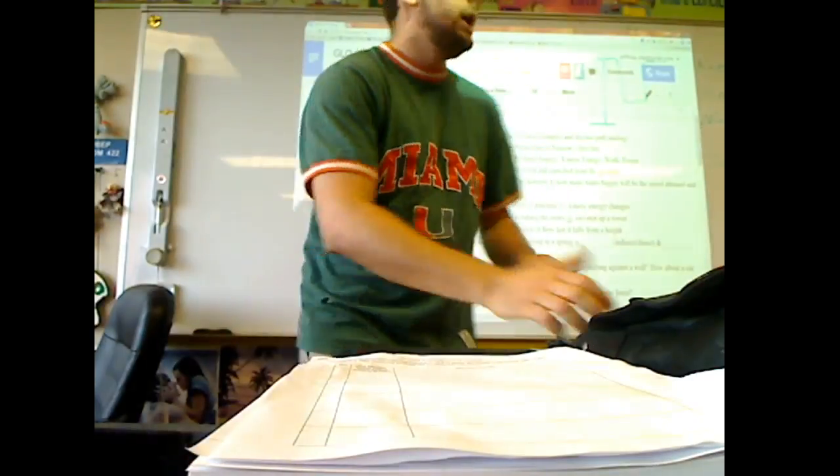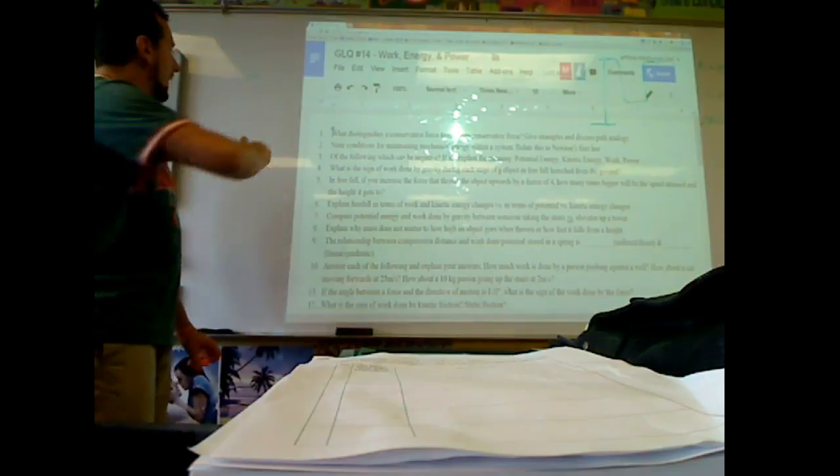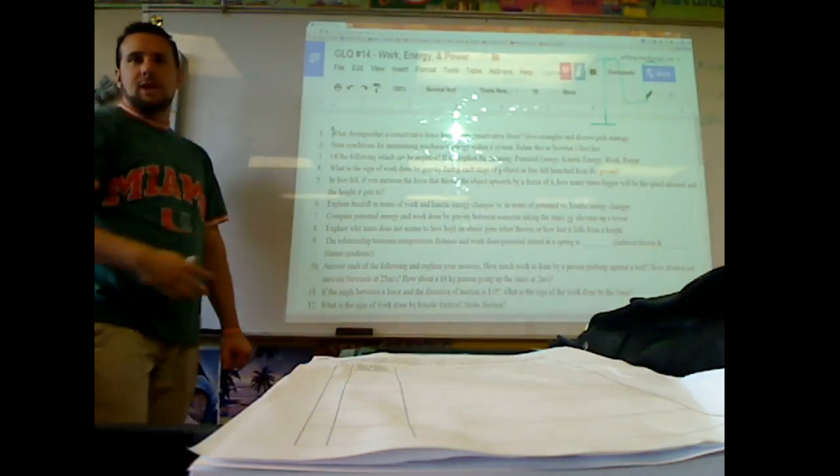Check this out. If I put an object at 0 and raise it to 20, all right, I'm adding mg times 20 potential to this object.